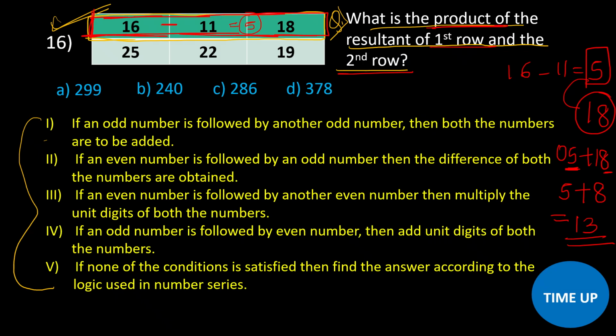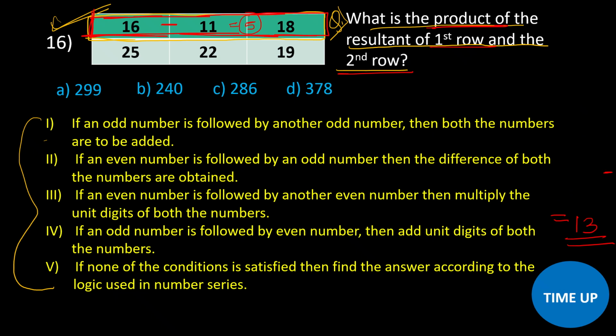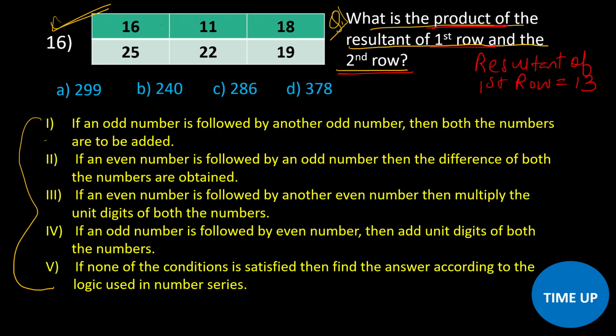Please note down. I hope you have noted down. I'll just wipe it off. So the resultant of the first row is 13. Okay. Next, now we'll go to the second row. This is your second row.